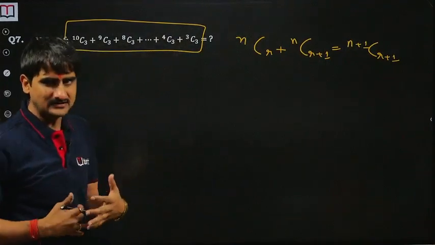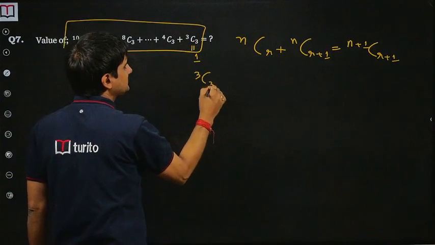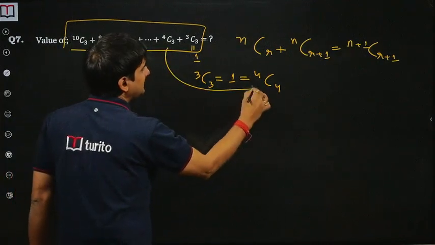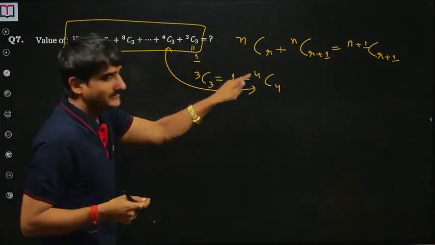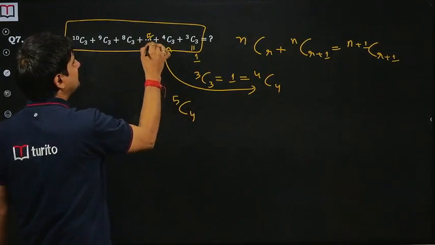Now how to start that? See, 3C3 is 1. So I can write 3C3, which is 1, as 4C4. I've done that. So now combine these two. nCr plus nCr+1 is n+1Cr+1. So here it will be 5C3.